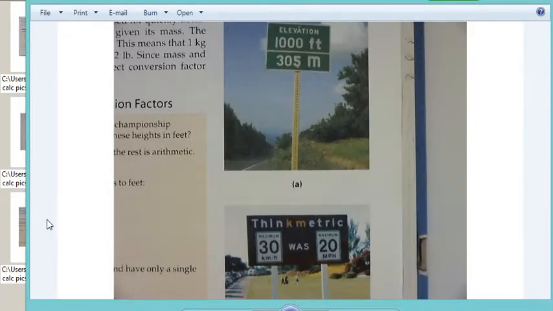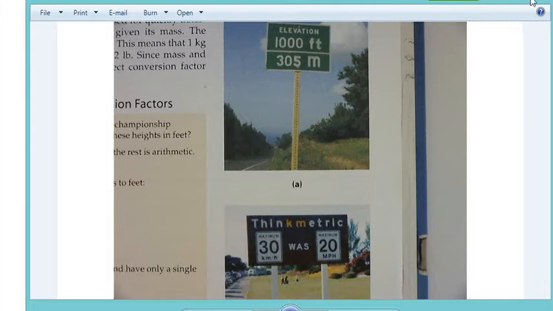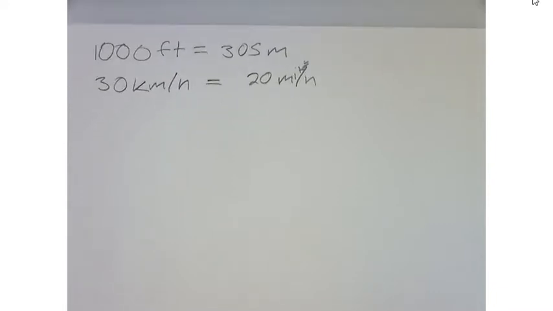So number 19 asks us to look at those and see if the conversions are correct. The first conversion says that 1,000 feet should equal 305 meters. And then the other one says that 30 kilometers per hour should equal 20 miles per hour. Okay, and so that's what we're going to do. I've jotted that down on a piece of paper here, and we're going to try to see if those are correct.